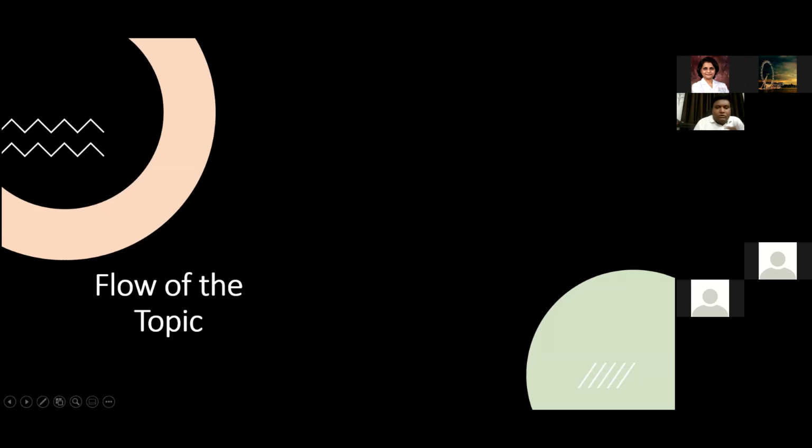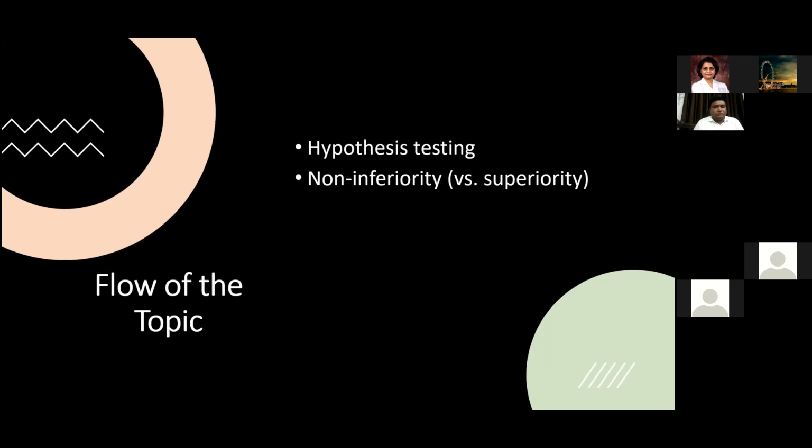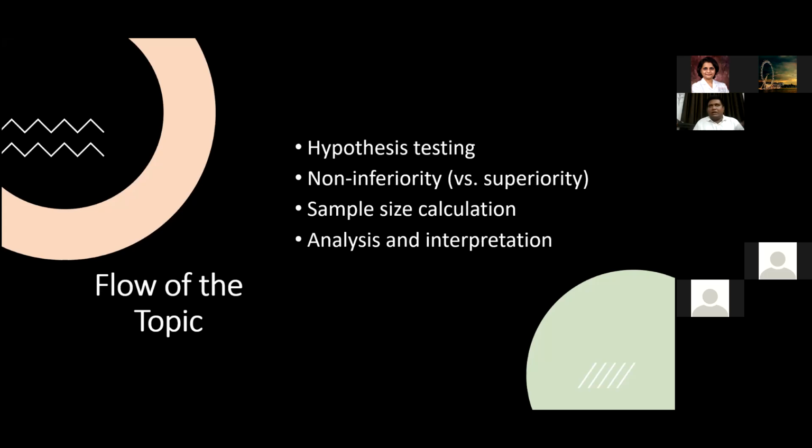If we analyze the flow of our topic, first we will look into what is hypothesis testing. Then what is non-inferiority and how is it different from superiority. How is the sample size calculation done for non-inferiority clinical trials, and how to analyze and interpret the non-inferiority clinical trials. Now, this is a forum where the audience do not need a definition of a clinical trial.